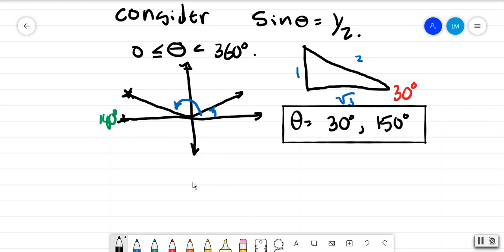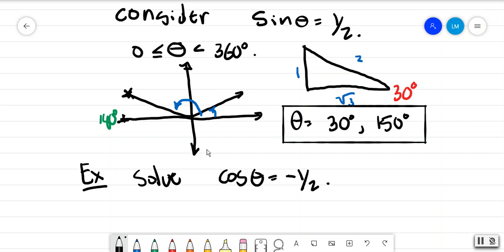Now, let's say that we go ahead and try the following example. Let's say that we try to solve cosine theta equals negative 1/2.